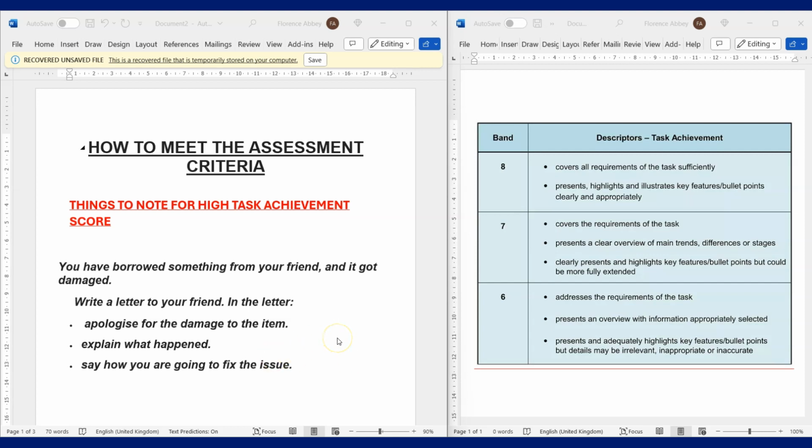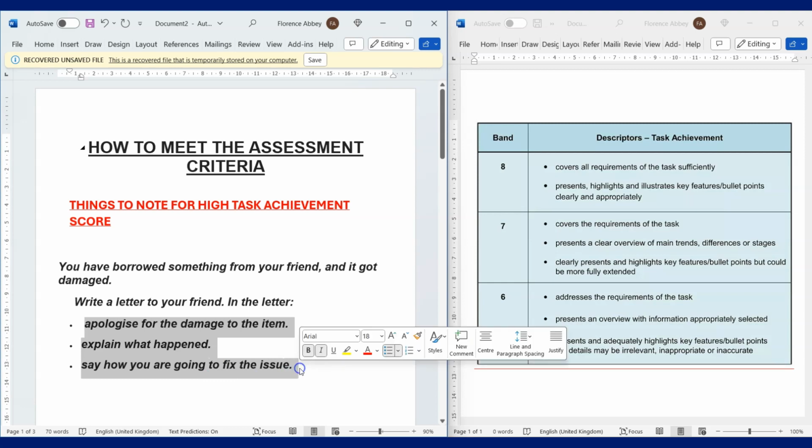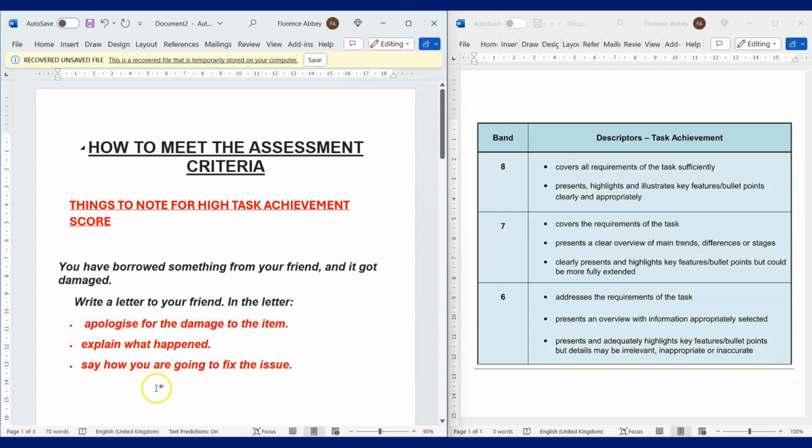So these are the bullet points. They are the ones in red. Let me just change this one to red. So these are the bullet points, and for you to get a band 6, yes, you might have highlighted everything. You might be able to show that this is the first point for my paragraph, the second point for my paragraph, and the third point for my paragraph. But the details you are providing might be irrelevant. It might not actually be needed for the task that we are writing.